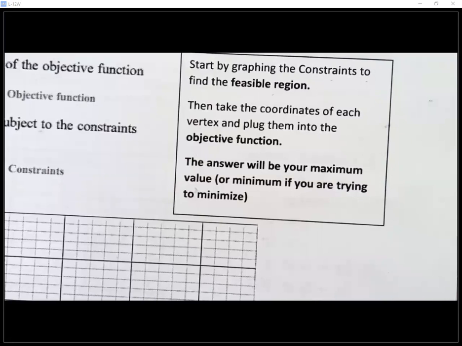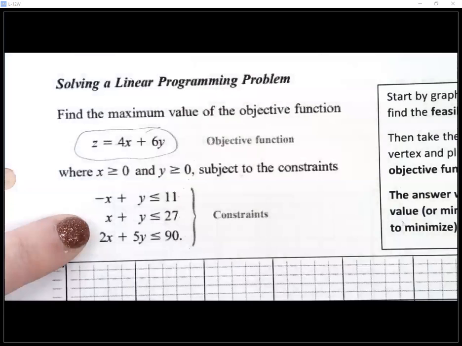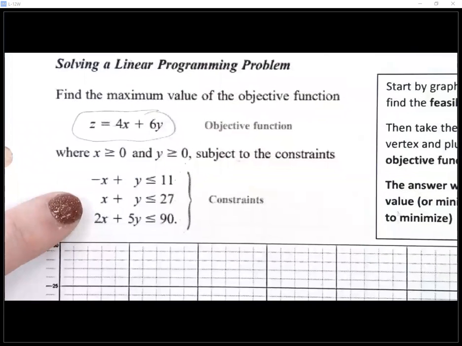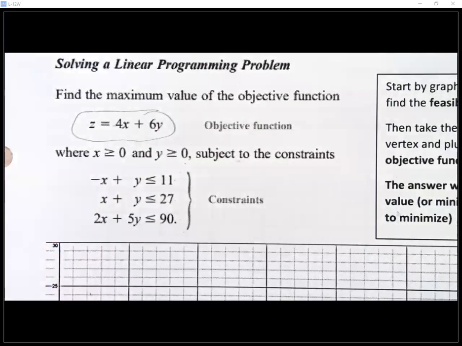So let's start by graphing the constraints to find the feasible region. Our first problem is that these are not in slope-intercept form. I know you can graph them by leaving them like this, but with inequalities it really is easier to have them in slope-intercept form.